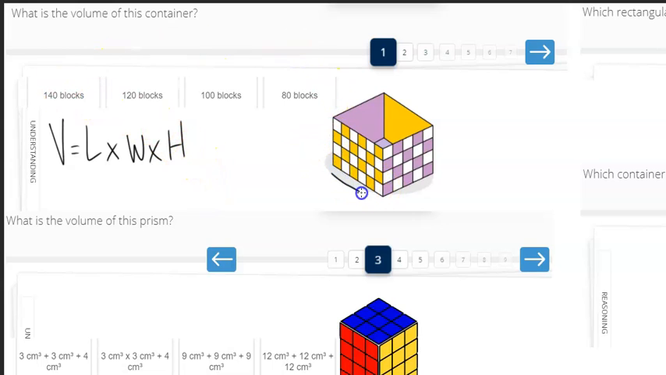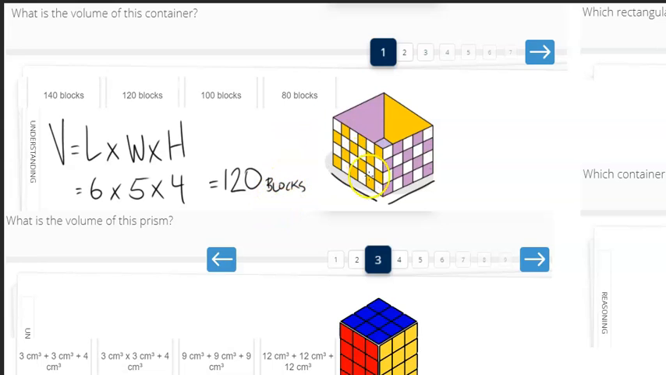We just need to find those three relative numbers. So the length is 6, the width, 1, 2, 3, 4, 5, is 5, and the height, 1, 2, 3, 4, is 4. And all we would do using our calculator, or if you want to challenge yourself, you can just try to figure this one out by using your arithmetic skills. And this ends up being 120 blocks.